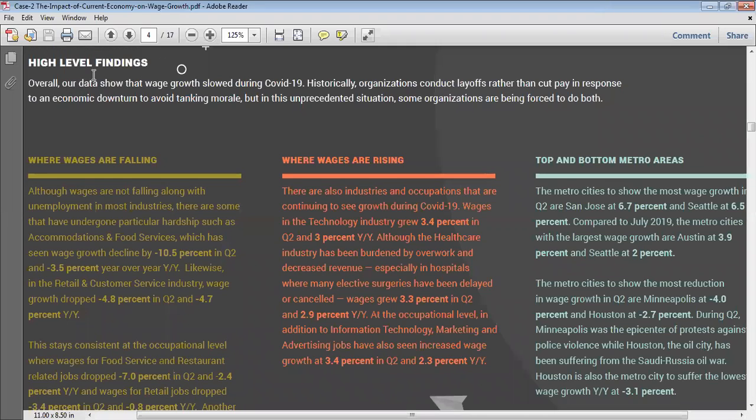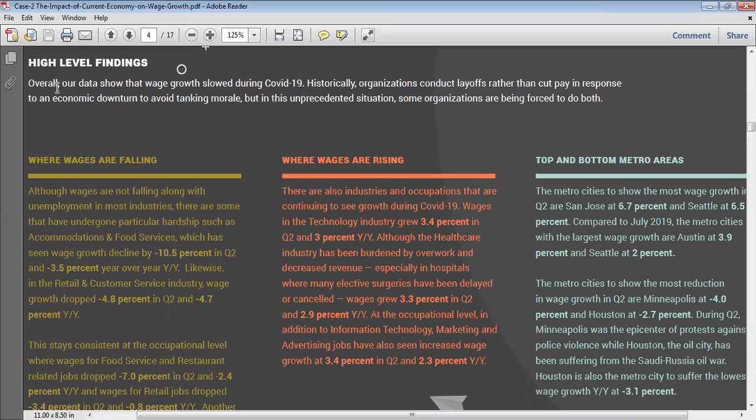Overall, our data show that wage growth slowed during COVID-19. I hope you can understand these simple terms. See, the beauty of quality literature is that it is simple to read and easy to understand. Even the words that are used are very simple. Difficult words are not used. Small and meaningful sentences are always made so that it becomes easy for the reader to understand.